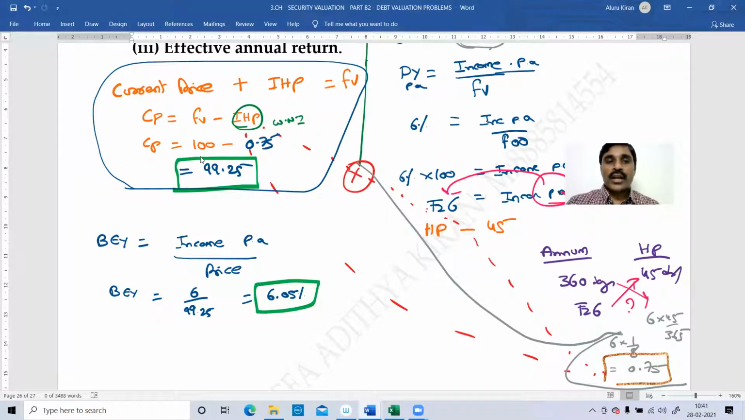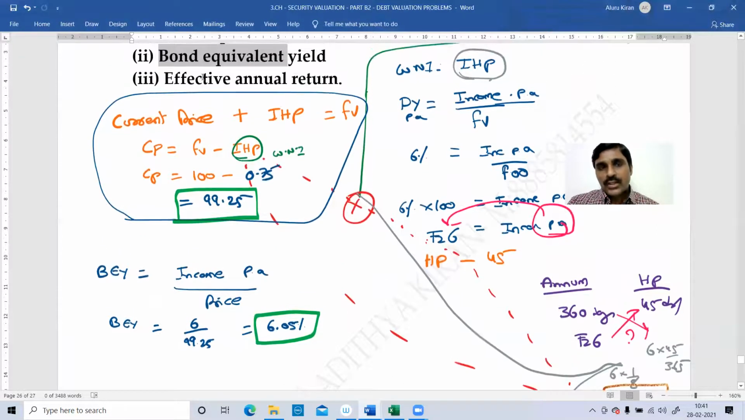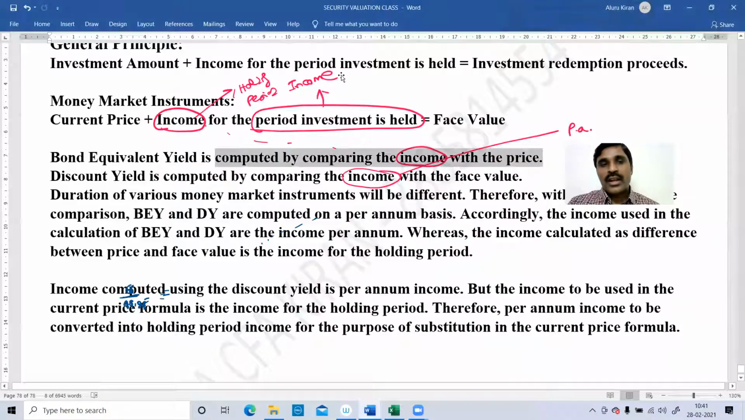Okay, right. So current price and bond equivalent yield we have computed. Now, effective annual return. Before computing this, we should be very clear that bond equivalent yield and discount equivalent yield are converted just for the purpose of comparison, but they are not the actual yield earned by the investor for holding throughout the year.